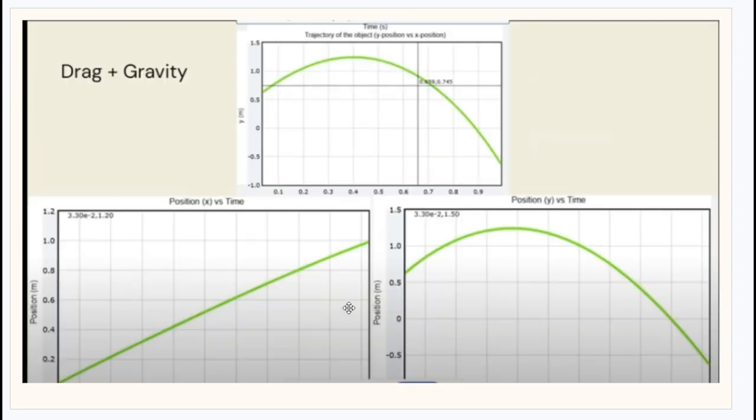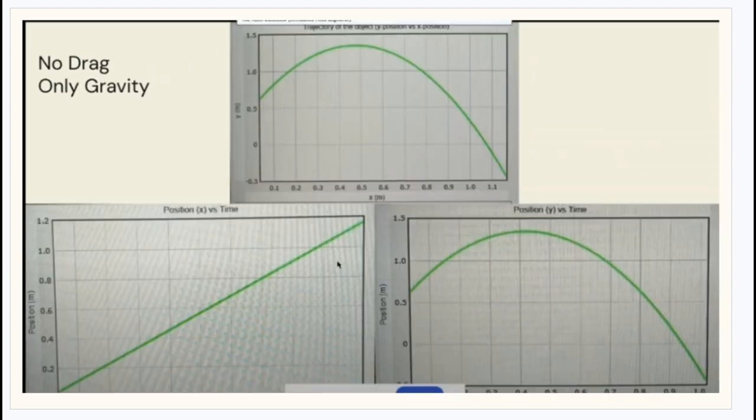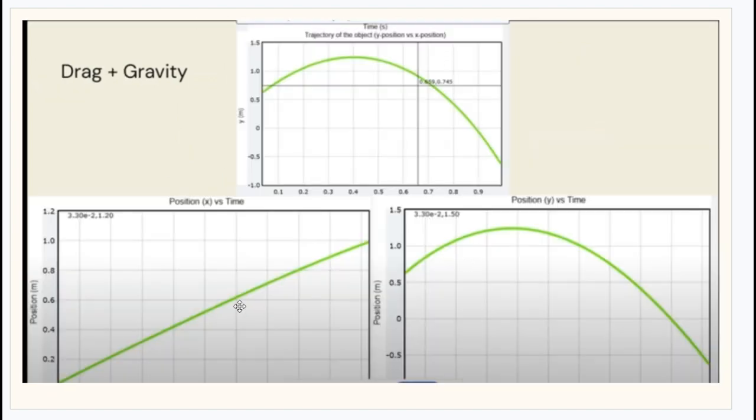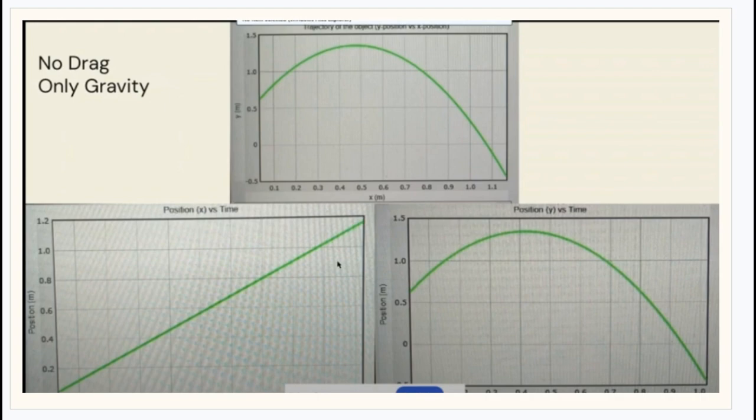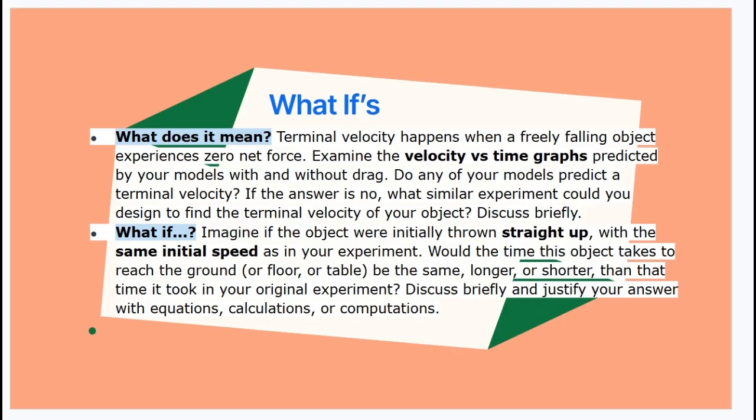Here's drag plus gravity. You can see the x position change is pretty nice, and the y position change is a little bit squished as compared to no drag. It's not a perfect parabola. See, it's squished here compared to the no drag. Anyways, to the what ifs.